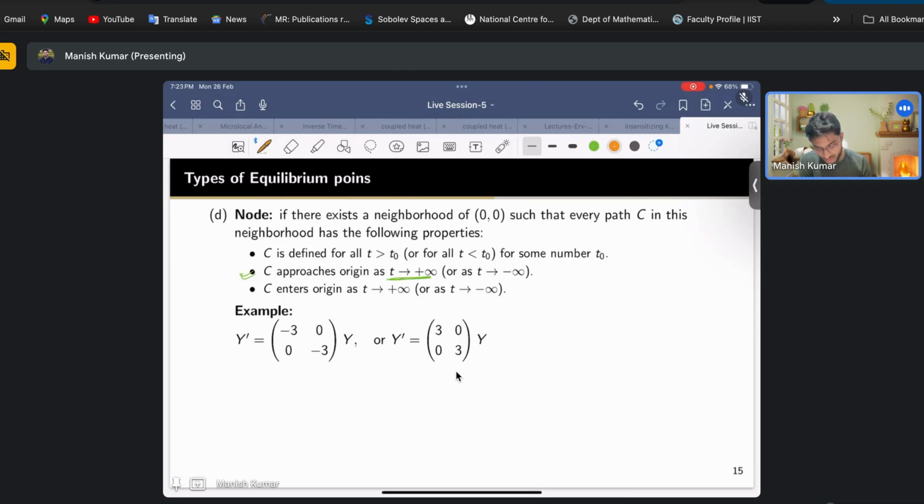At this point, let us see how the solution of this example looks. For this case, you have e^(-3t) 0 0 e^(-3t). Here you will have y(t) equal to e^(3t) 0 0 e^(3t). In both cases y1 is equal to y2. It depends on which constant c you choose, but in all cases you will have straight lines.